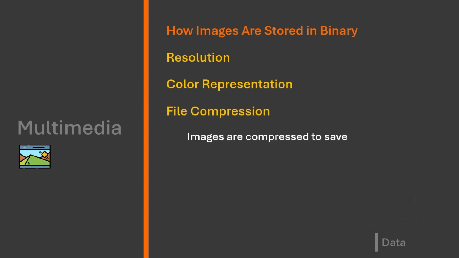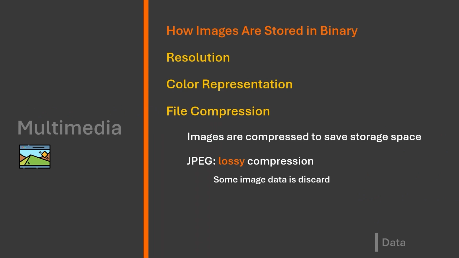Images are often compressed to save storage space using formats like JPEG or PNG. JPEG uses lossy compression, meaning some image data is discarded to achieve smaller file sizes. This can result in a loss of image quality, especially with high compression ratios. PNG uses lossless compression, meaning no image data is lost. It finds patterns and encodes them efficiently without discarding any information. This results in larger file sizes than JPEG, but maintains image quality.